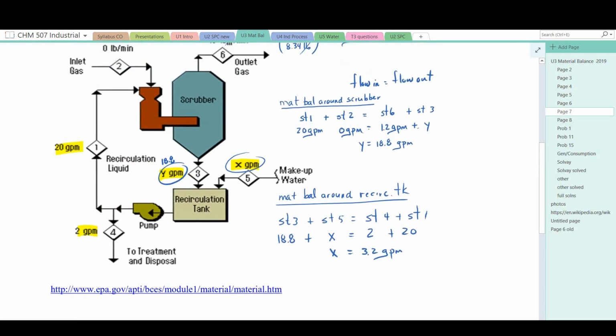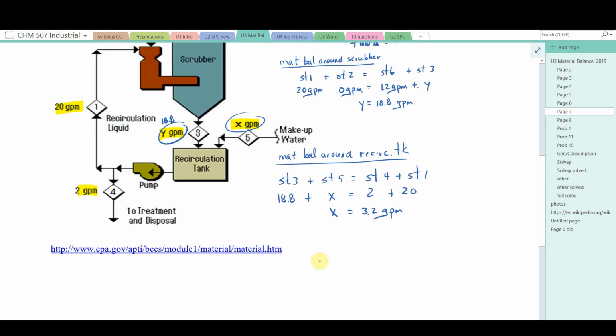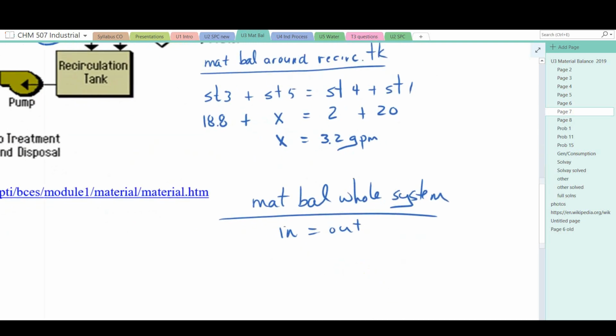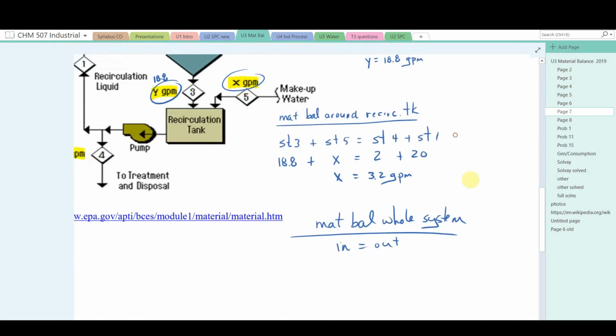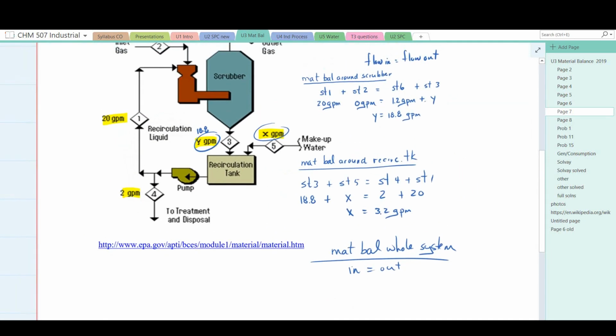So notice how you can take each component in a system and calculate the material balance around that particular component and eventually get to where you want to be. Just another approach you could try. Let's do a material balance on the whole system. If you can, let's try it. So what goes in to the whole system must be what comes out if there's steady state, and I believe there is.